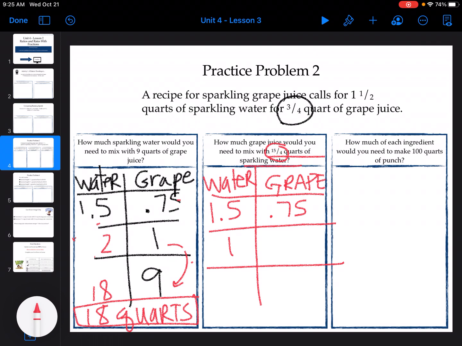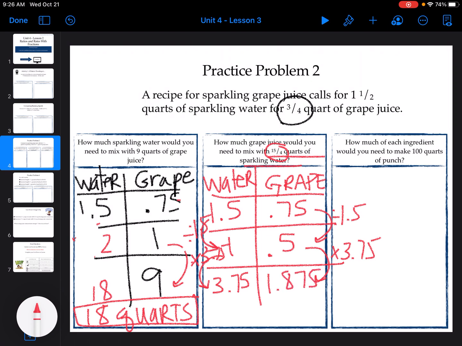And I get 3.75. So I'm going to divide by 0.5. I'm going to divide by 1.5 on this side. So 0.75 divided by 1.5, and I get 5/10. So then I have to multiply by 3.75 on this side. So 5/10 times 3.75, and I get 1.875. So I need 1.875 quarts.